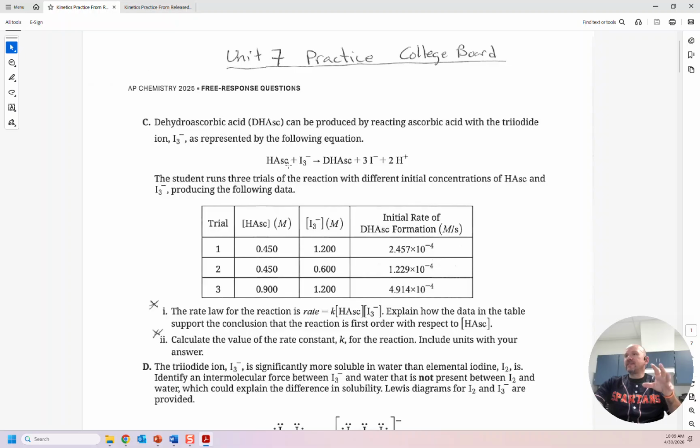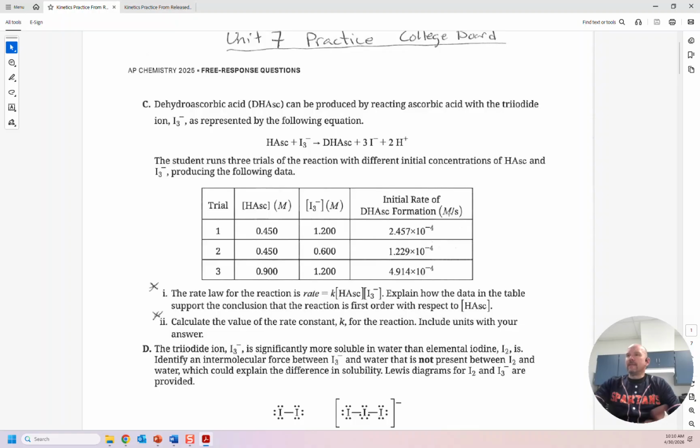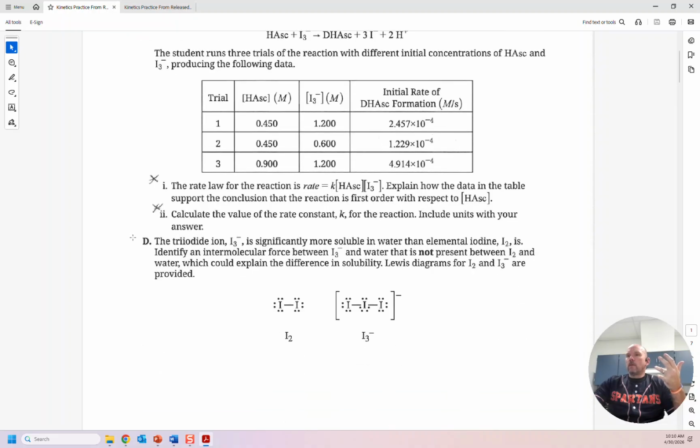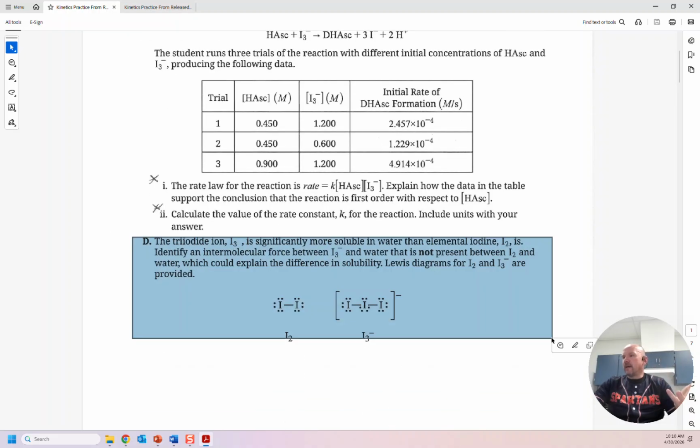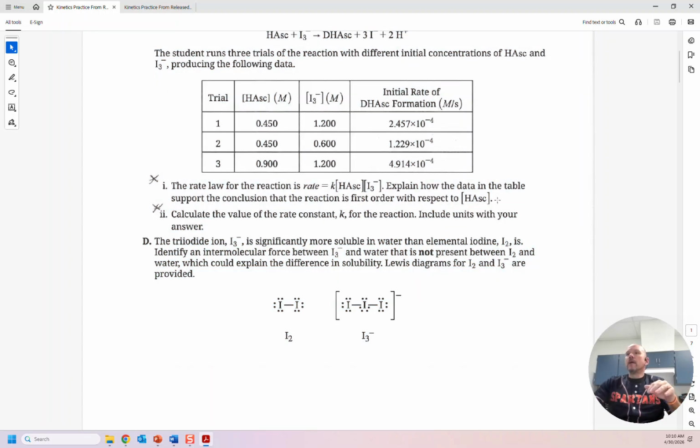And so you'll see some other things on here that I'm not discussing, because this is part of one of the free response questions from last year's AP exam, and then I think the year before as well. But question D here is not a kinetics question. This is from our Unit 1, right? This is a structure question and that kind of thing.